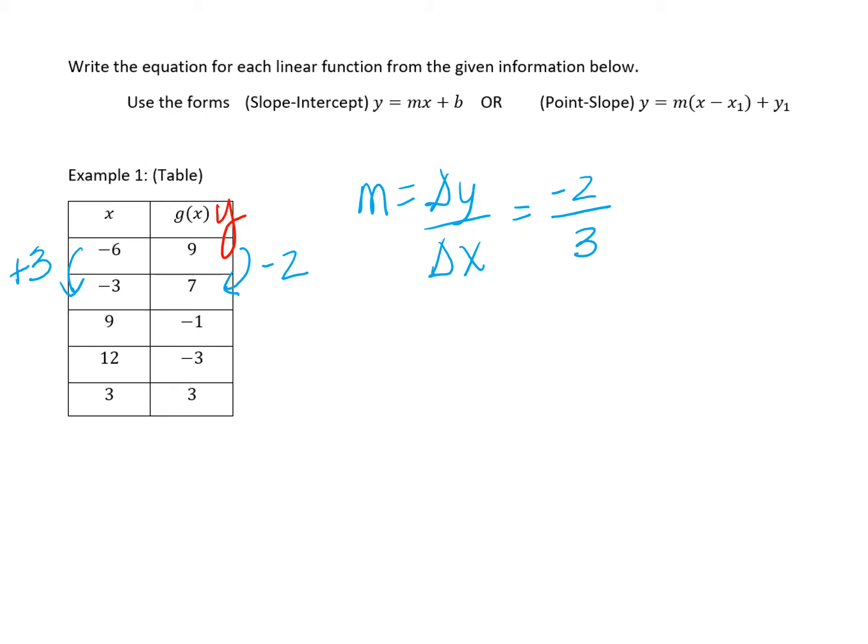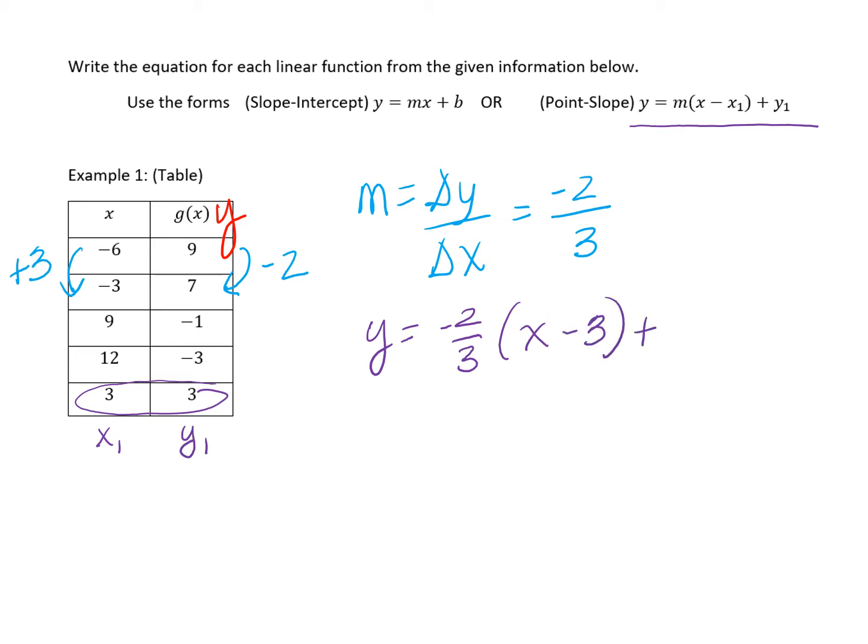For this one, to me, it's easier to do point-slope form. So that's the one I'm going to do first. And so I have y equals, and we just found our slope was negative 2/3, x, and then we can pick any point we want to. I'm just going to use this last one down here at the bottom, 3, 3. So x, remember that means the opposite of x1. And so this is my x1 and my y1. So x minus 3, so it's the opposite, and then a plus 3.